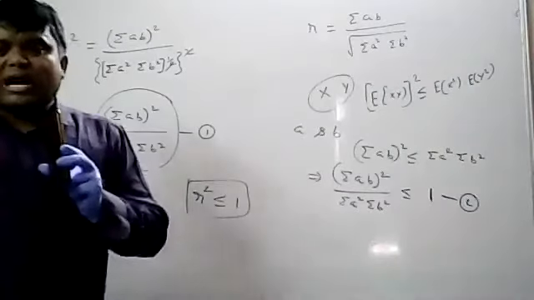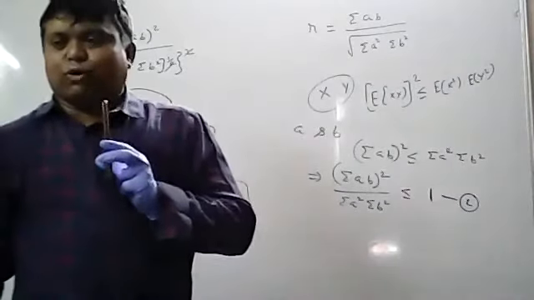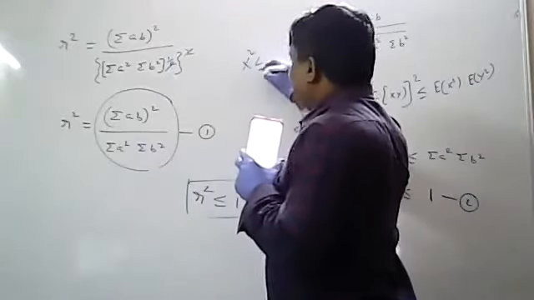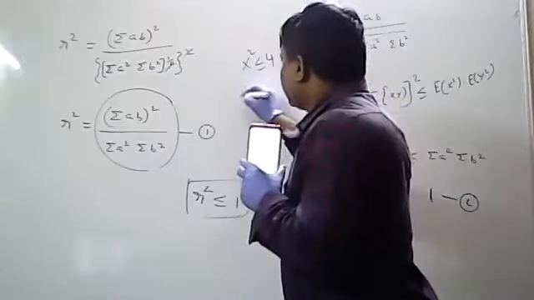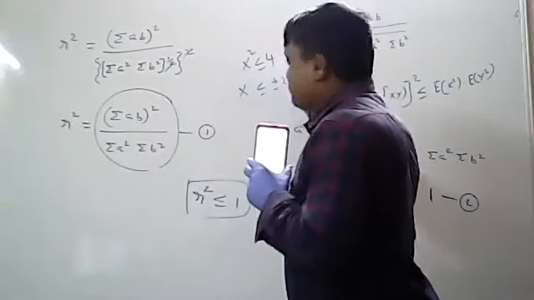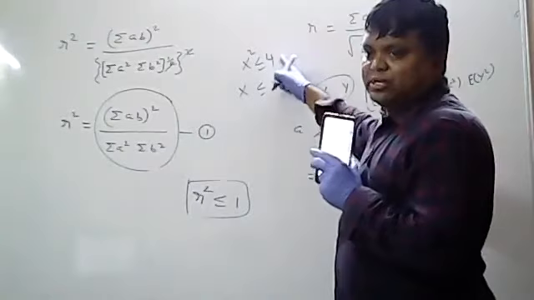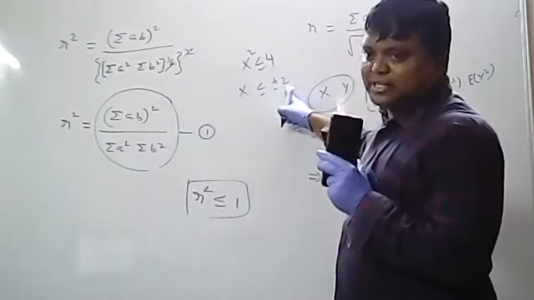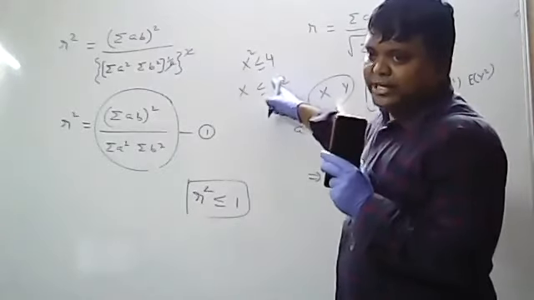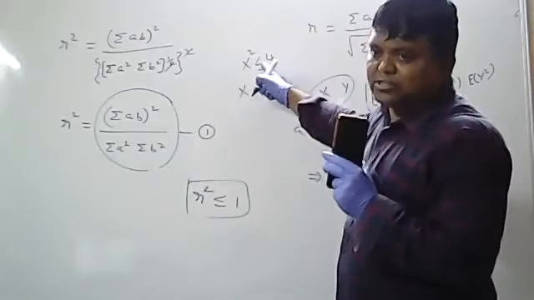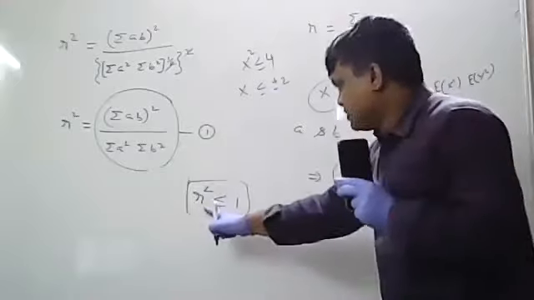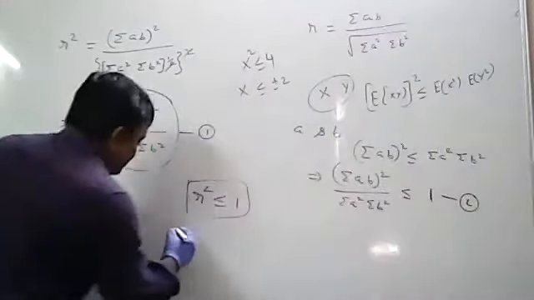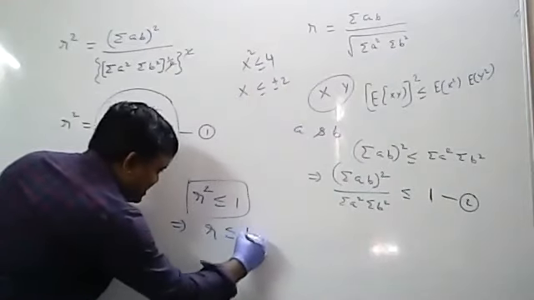Suppose X square is less than or equal to 4. X square less than or equal to 4 means X value is less than or equal to plus or minus 2. Plus or minus 2, because 2 into 2 is also 4, minus 2 into minus 2 is also 4. Same concept: R square is less than or equal to 1, that means R is less than or equal to plus or minus 1.